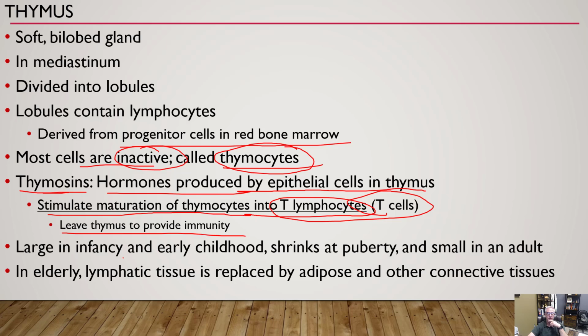The interesting thing about your thymus is it's large in infancy and early childhood, shrinks at puberty, and it's small in an adult. And once you are considered elderly, a lot of your thymus is actually replaced by adipose tissue or other connective tissue.